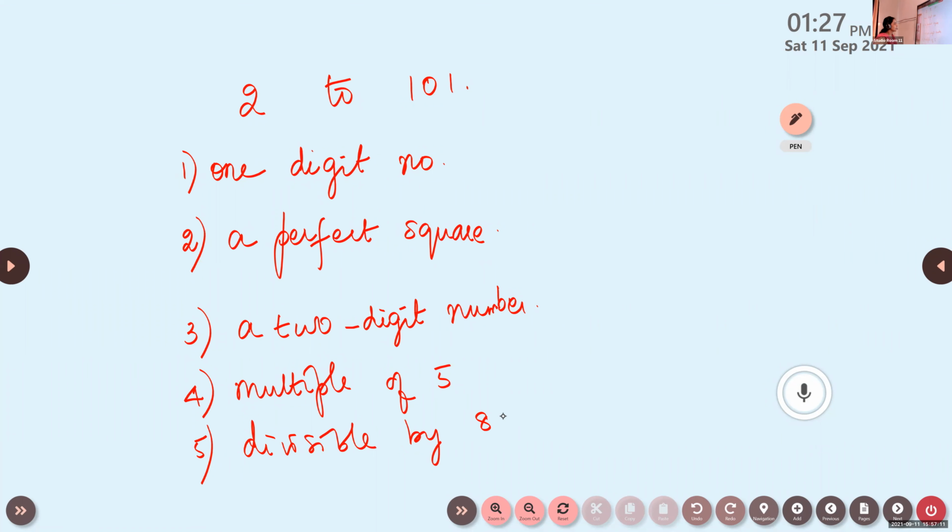The numbers are from 2 to 101. A 1-digit number, a perfect square. A 2-digit number, a multiple of 5, divisible by 8.